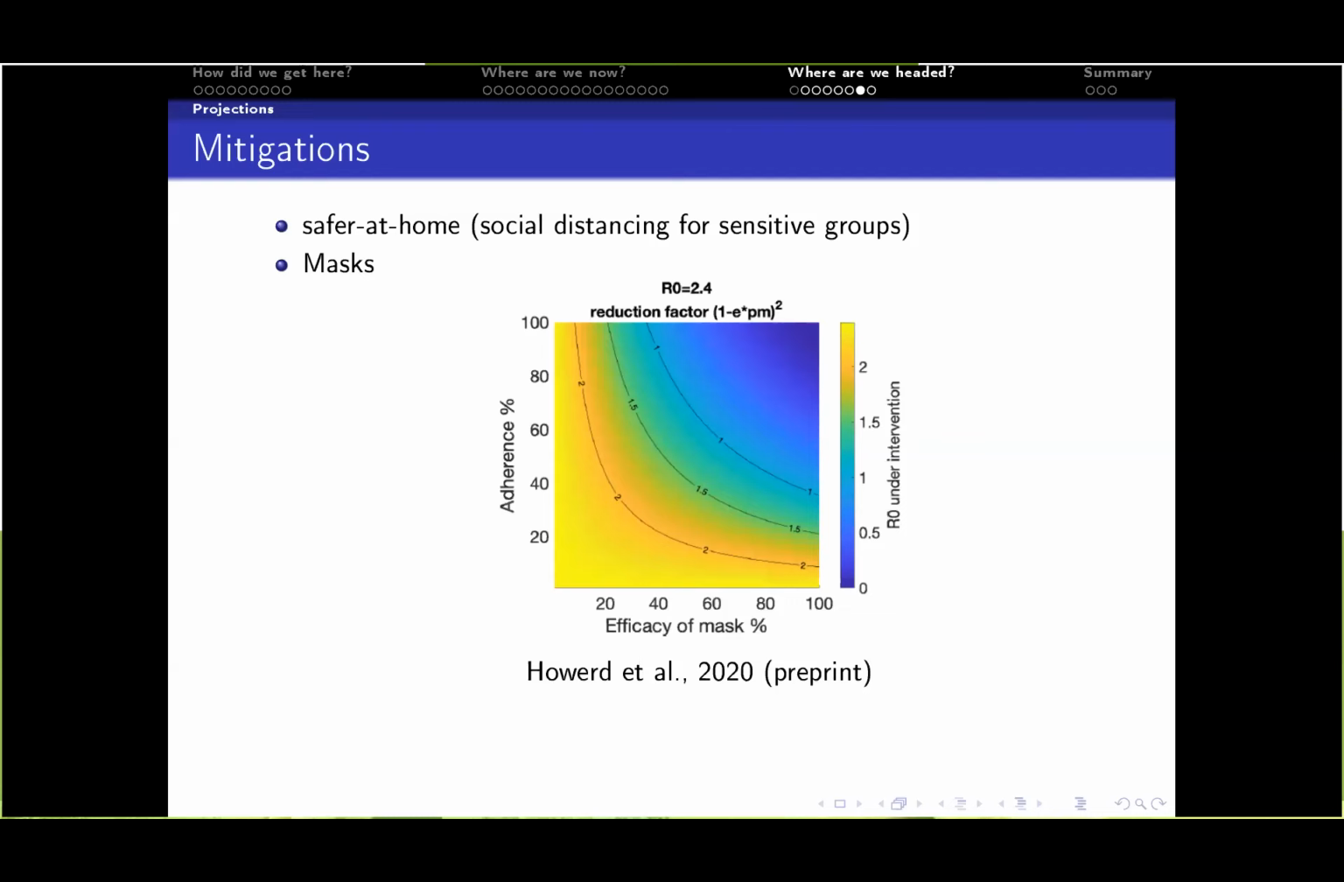That's sort of the mix of strategies that the governor has chosen to try to make sure that R naught is staying below one. Basically.